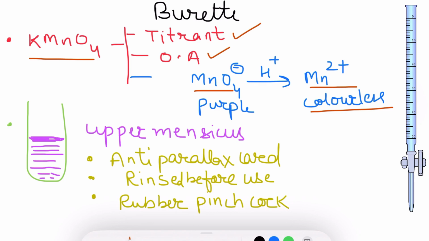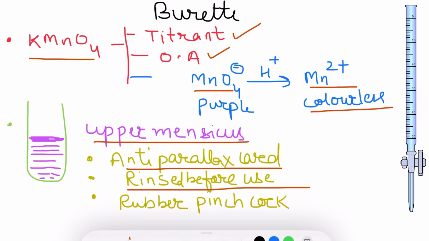As potassium permanganate is a colored solution, we take the upper meniscus reading. In case of colorless solutions, we note down the lower meniscus reading, while in case of colored solutions, we take the upper meniscus reading. An anti-parallax card is used to eliminate error in reading. The burette should be rinsed properly before use to remove any waste sticking to its sides, otherwise the volume of the solution changes, and this will change the molarity, as molarity and volume are inversely proportional to each other. A rubber pinch cork should not be used.